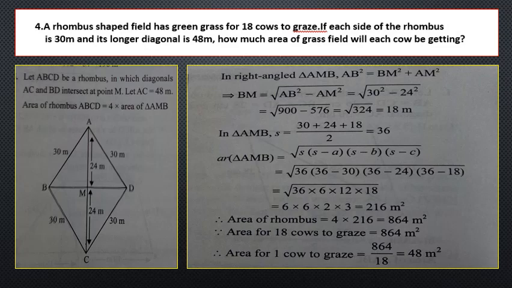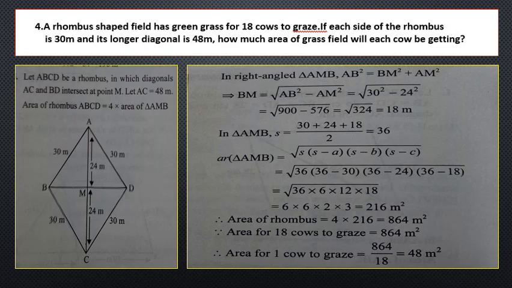Now if we find the prime factors of the numbers 36, 6, 12 and 18, we get 6 into 6 into 2 into 2, 3. That is the square root of the above factors. The final answer is 216 meters square. So the area of the triangle AMB is 216 meters square. Now we need to find the area of the rhombus. So the area of the rhombus is equal to 4 into 216, that is equal to 864 meters square.